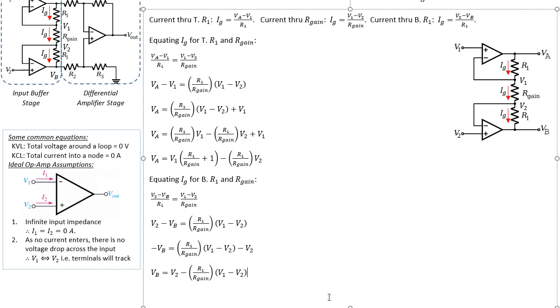Here, what I'm going to do is multiply out the expression. So I'm going to get V2 there, that's not changing. And then I'll just multiply out this and that. So R1 over R gain times V1, and then R1 over R gain times negative V2. So I'm going to get that term there multiplied by V1, and then plus the same term multiplied by V2. It's plus because it's negative times negative, so you get a plus there.